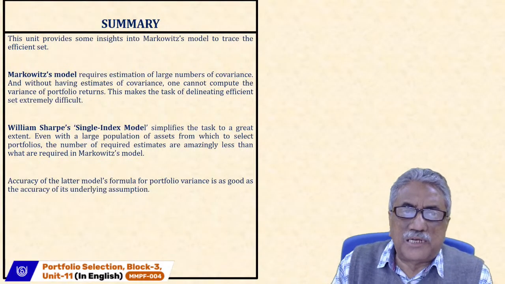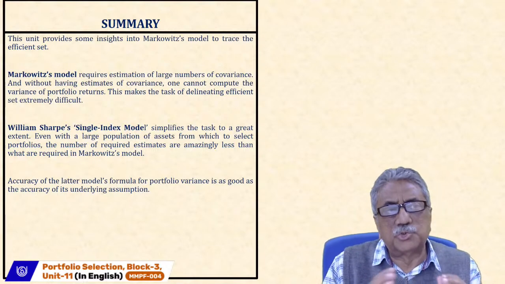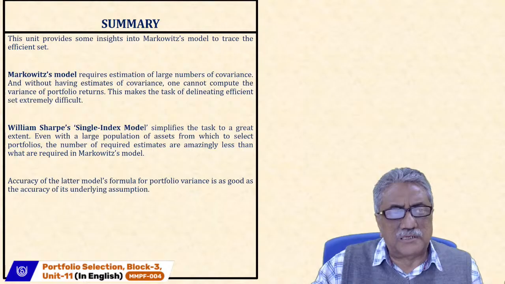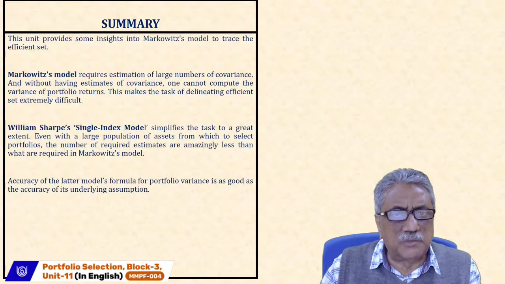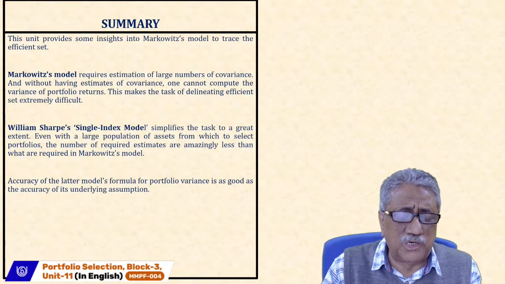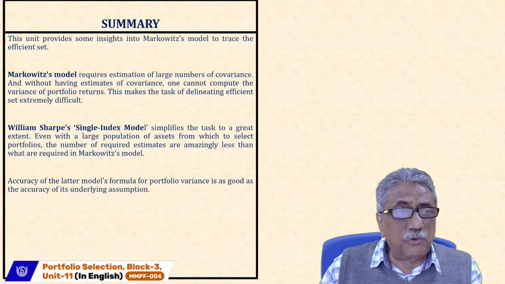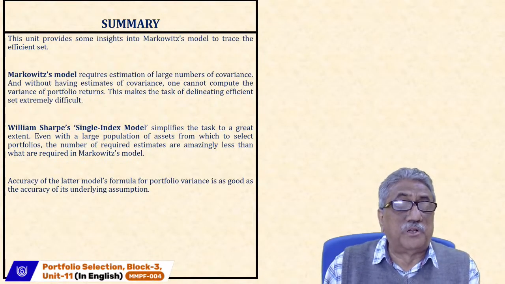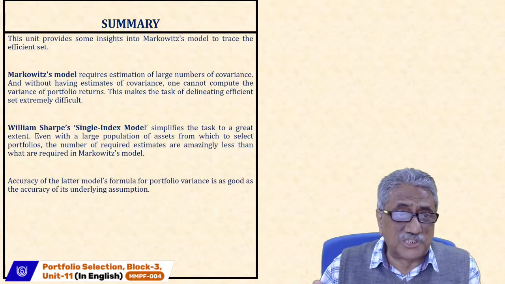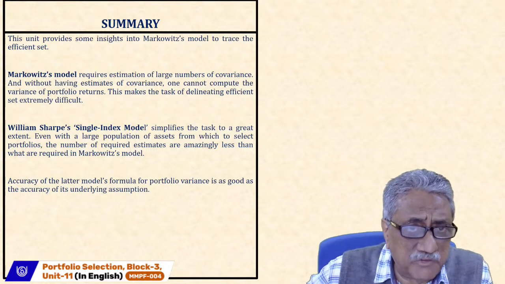This unit provides some insights into Markowitz's model to trace the efficient set. That's the first thing we understood. What are the possible efficient sets among the humongous number of stocks, 5,000 stocks. Markowitz's model requires estimation of a large number of covariances. I told you for 200 stocks, almost 20,000 covariances you have to find out. And without having an estimate of covariance, one cannot compute variance of portfolio return. So you need a huge-power computer in those days. This makes the task of delineating the efficient set extremely difficult.